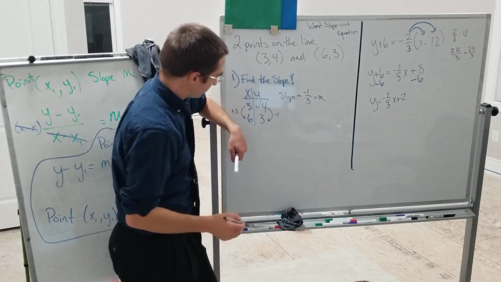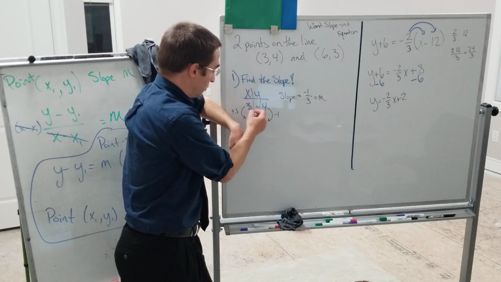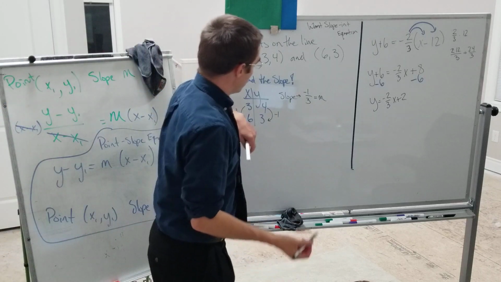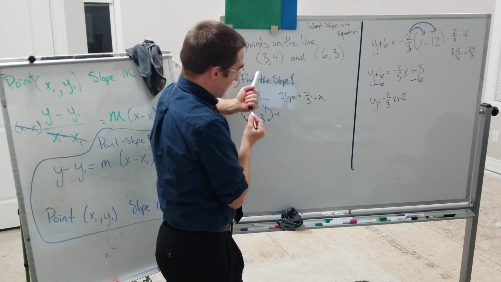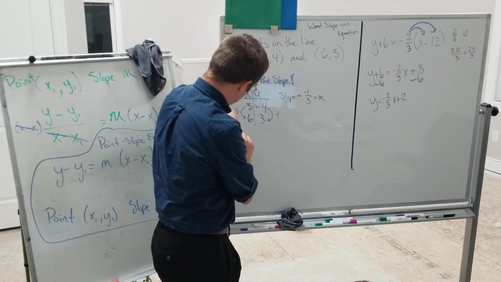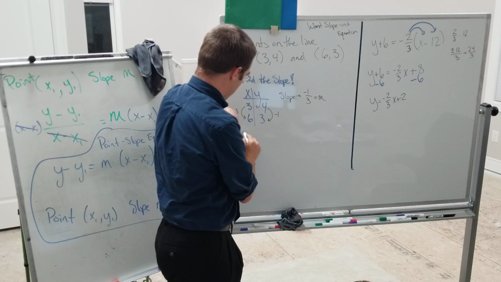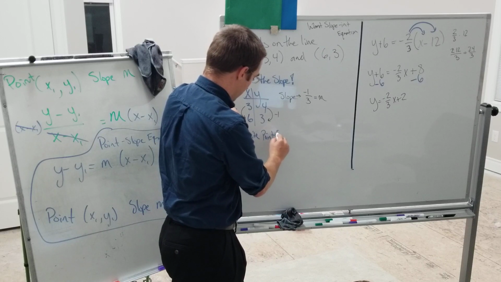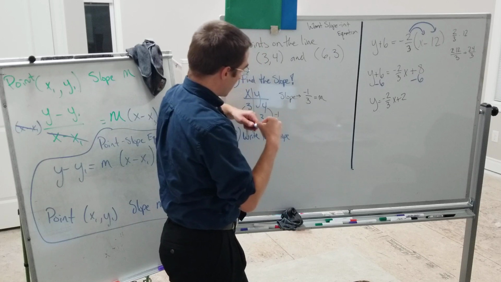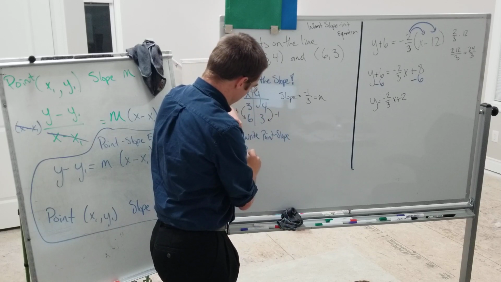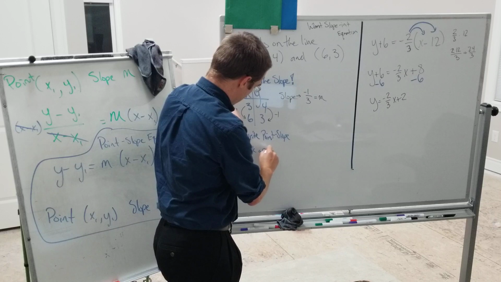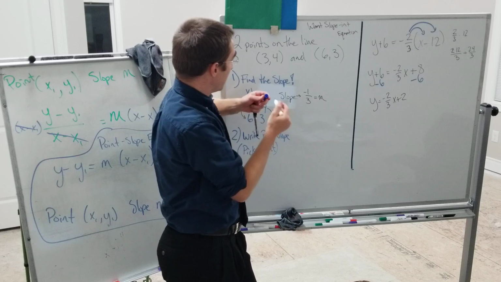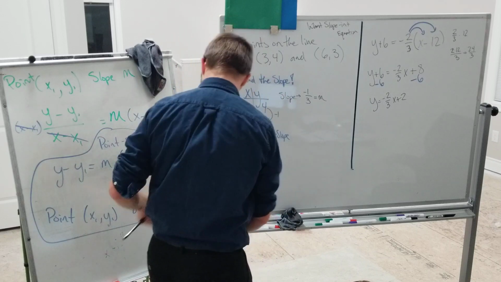That's our m, because it's always rise over run. Change in y over change in x, right? Change in y divided by change in x. So now we have our slope. Next thing we're going to do, step 2, is write the point slope equation. And this means we have to pick a point. So we're going to pick either of these points. Doesn't matter which one. I'm going to pick 3, 4.